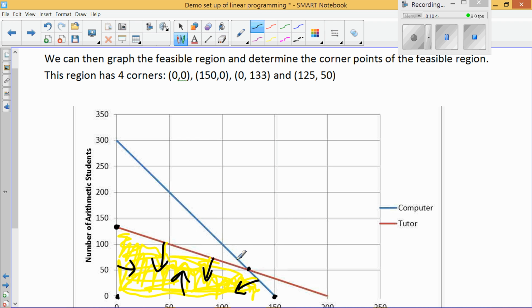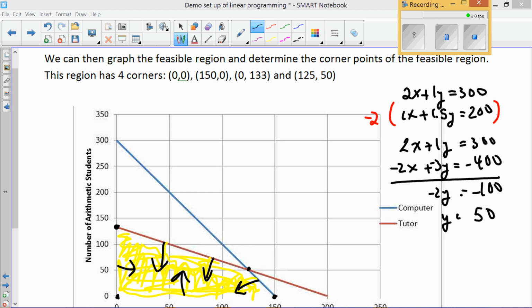But we can do that by taking our two equations and solving them as a system of equations. So if I take my two equations, 2x plus 1y equals 300, that would be my blue line here. My second equation, 1x plus 1.5y equals 200, that's my red line here. And finding the point of intersection, I multiply the second equation by negative 2. That gives me negative 2x, negative 3y equals negative 200.